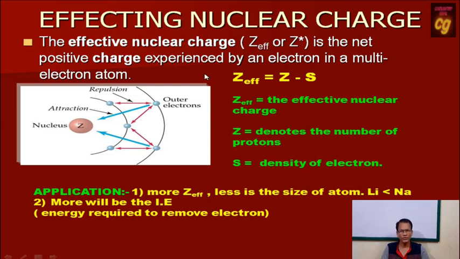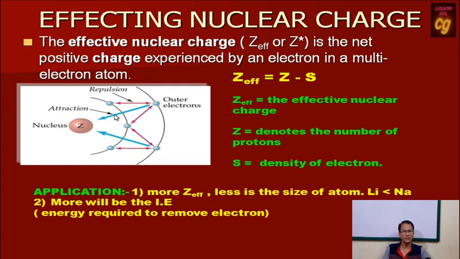That means how much charge influenced by the nucleus gives attraction toward the outermost electron. How much positive charge the outermost electron experiences is called effective nuclear charge. Here the nucleus attracts the outermost electron, and how much force is given toward the outermost electron is called effective nuclear charge.